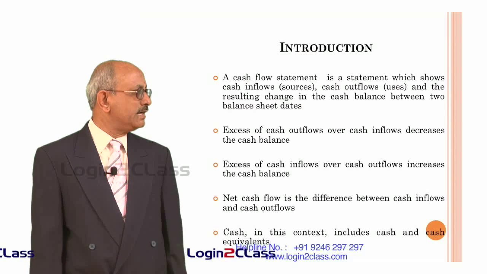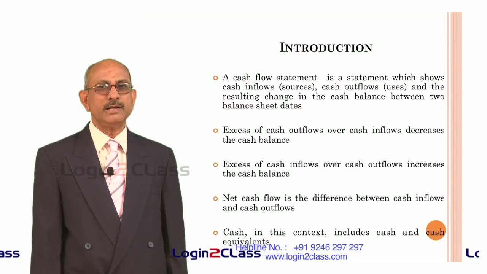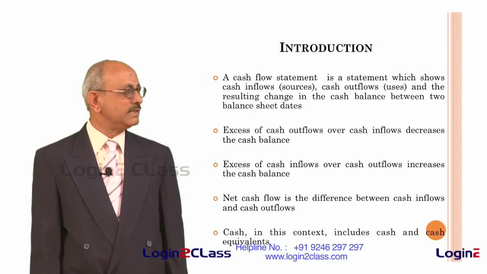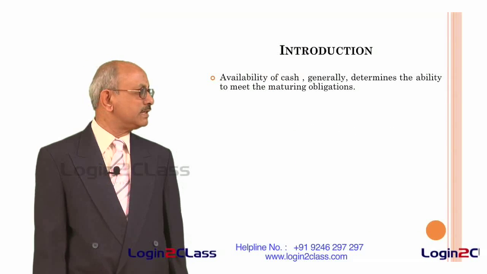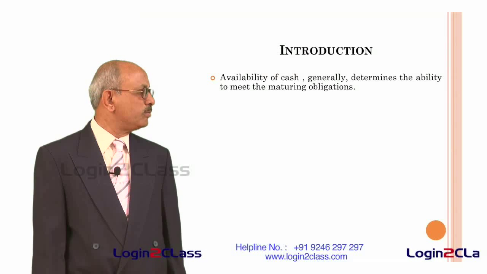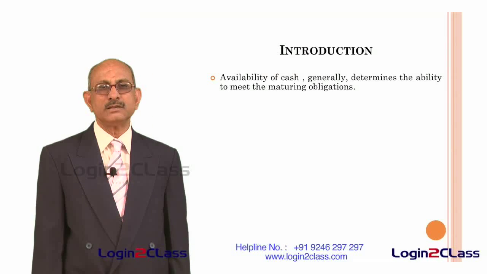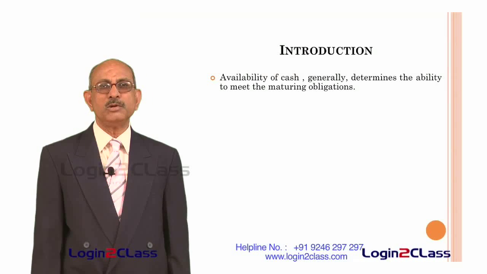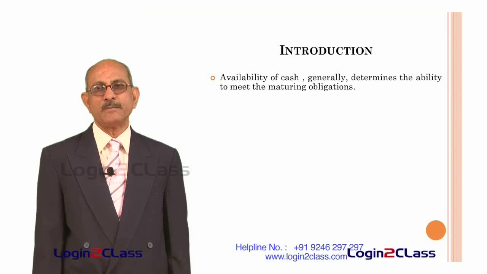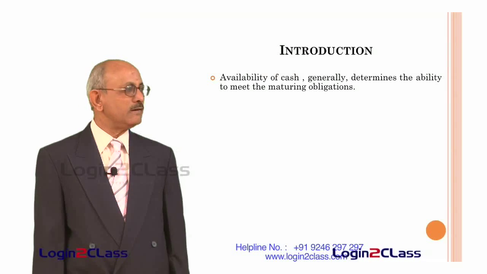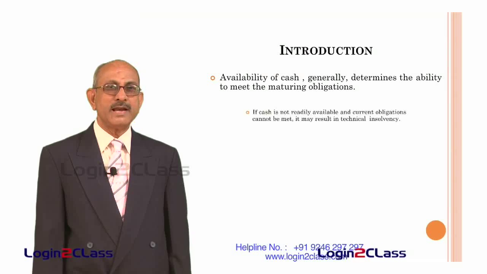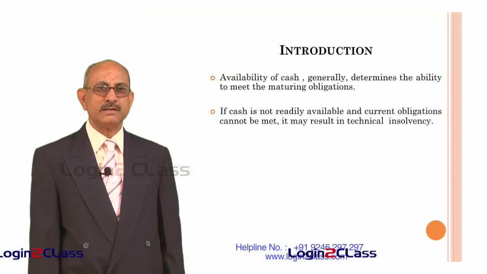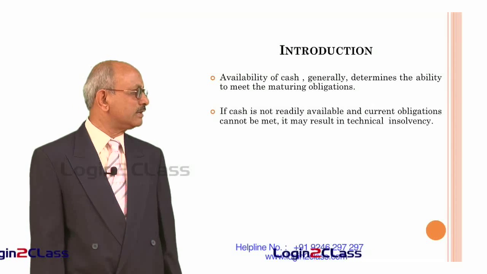And what is the need for a cash flow statement? For that we have to understand why cash is needed and what is the use of cash in an entity. Availability of cash generally determines the ability to meet maturing obligations. The more cash balances the entity has, the more it has the ability to meet all the obligations which will be maturing over a period of time. Therefore, it is necessary to have cash balances on hand. If cash is readily available, then the current obligations can be met. If it is not available, current obligations cannot be met.